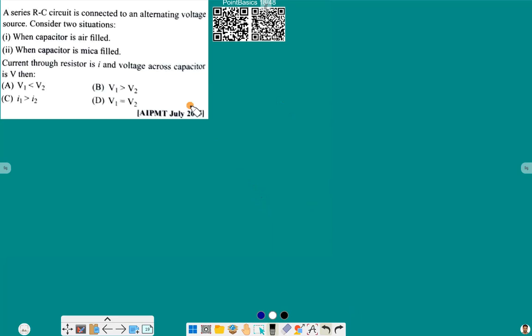So let's first analyze the capacitance. We have an air filled and we have a mica filled capacitor. Suppose all other things, means area and the distance between the plates, are equal, then we can say the capacitance of the mica filled capacitor will be the dielectric constant times the capacitance of the air filled capacitor. So the capacitance of the mica filled will be higher.